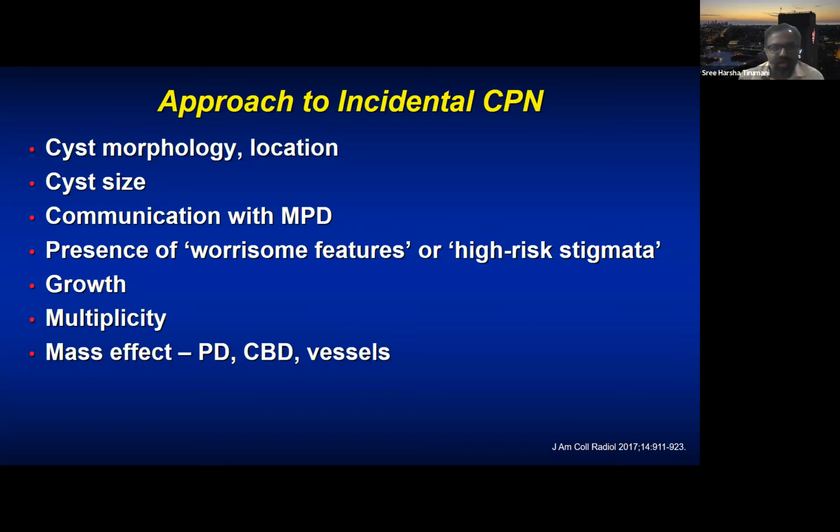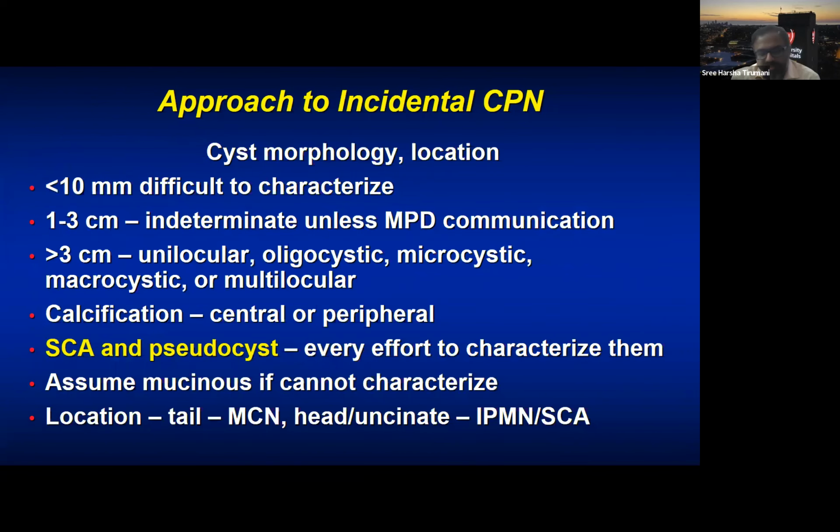Now, before going into that, how do we approach an incidentally detected cystic pancreatic lesion? These are the various things which we need to look at, and I'll go into these in a stepwise manner. The first thing you need to look at when you find a cystic pancreatic lesion is its morphology and its location. As I mentioned before, location-wise, IPMNs and the mucinous neoplasms tend to happen more often in the tail, whereas the serous tumors tend to happen in the head region. But there are always exceptions.